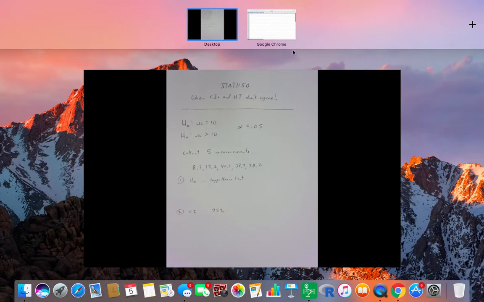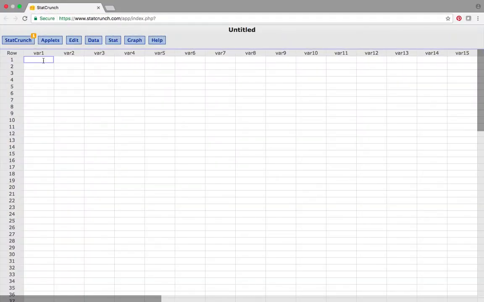So I'm going to go to StatCrunch. First thing I'm going to do is type in the numbers. Probably already should have had this done, but I didn't. So 8.7, 13.2, 40.1, 33.7, and 38.2. Don't you love small data sets?